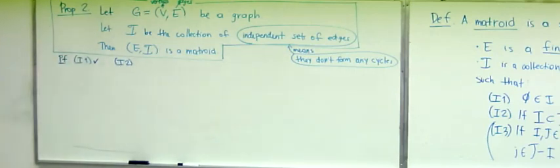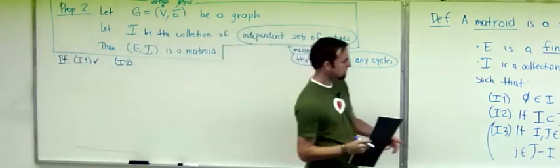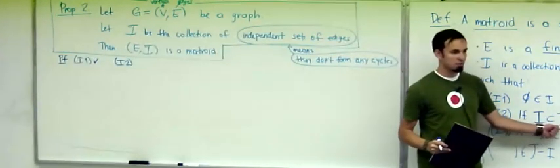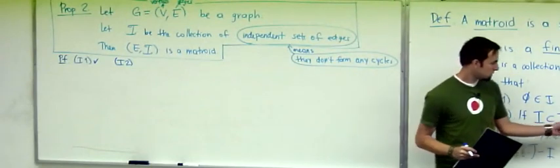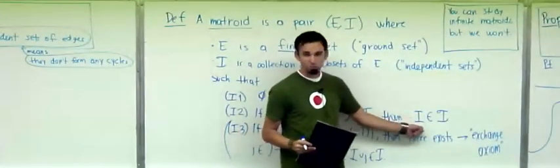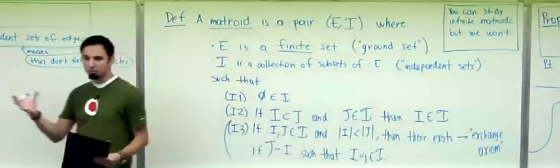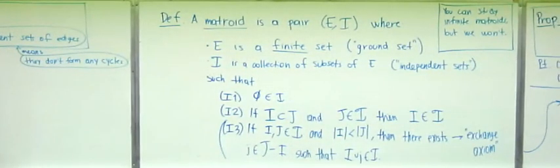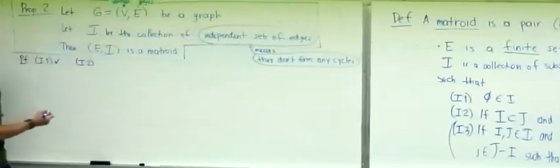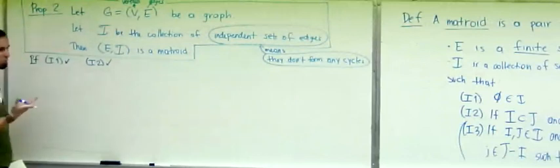The second axiom says, I have two sets of edges. J has more edges. I has fewer edges. It says, if J forms no cycles, then I forms no cycles. That makes sense. If you throw in the edges J and you didn't form any cycles, then when you remove some of those edges, of course, you're not going to form any cycles. So again, this is kind of true without any mathematical argument.